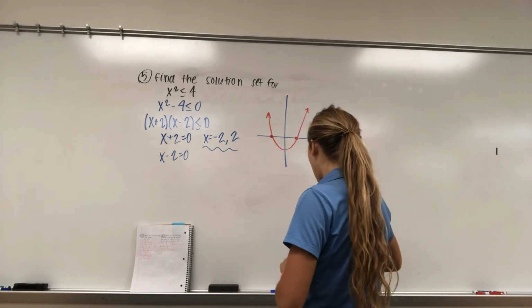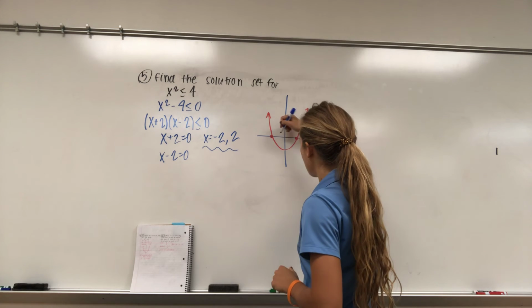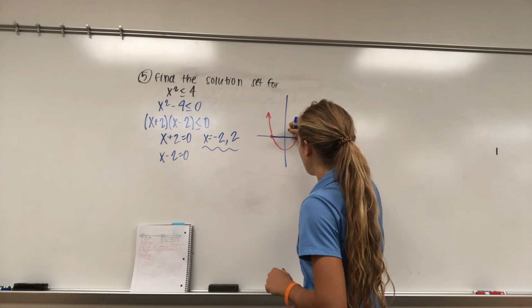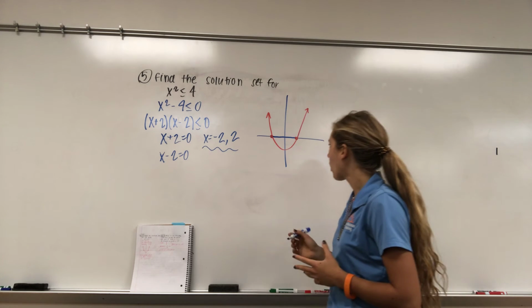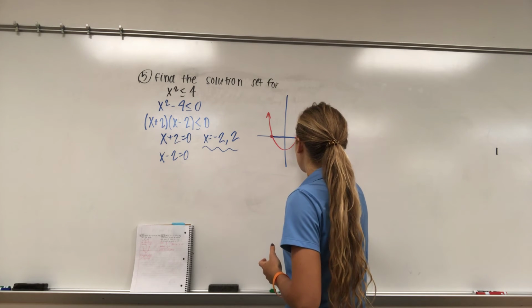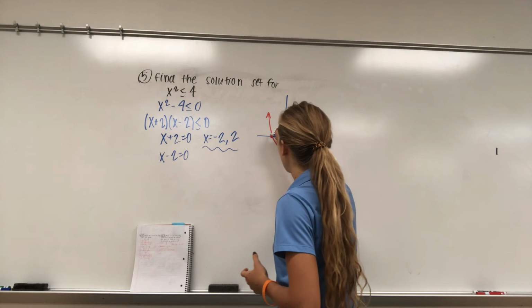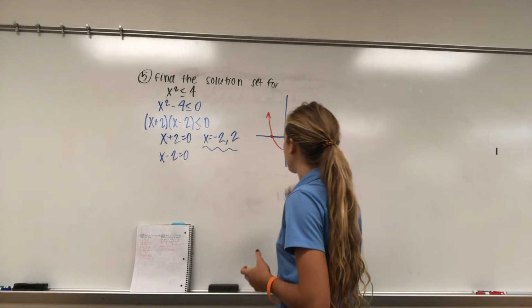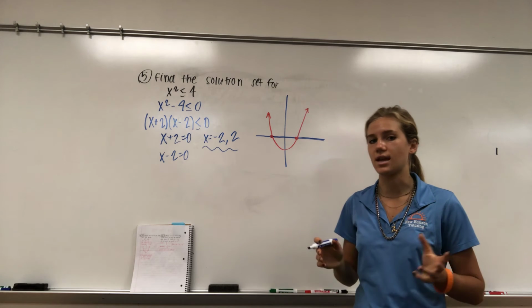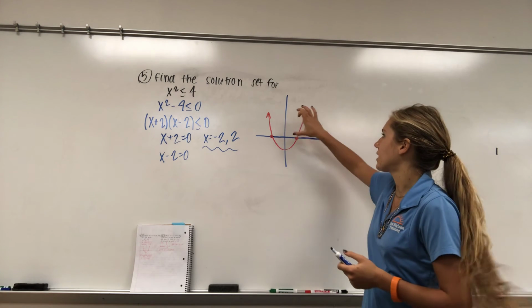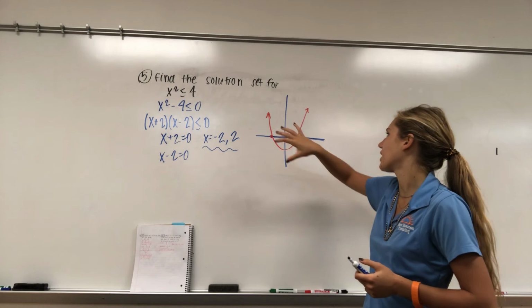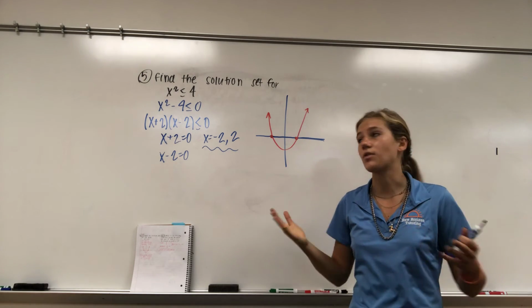The first option is it could be everything in between those 2 x values, right? Or it could be everything to the right of the positive x value and everything to the left of the negative x value. So really we have 2 options. We have everything in between on the x-axis or everything outside of the graph on the x-axis.